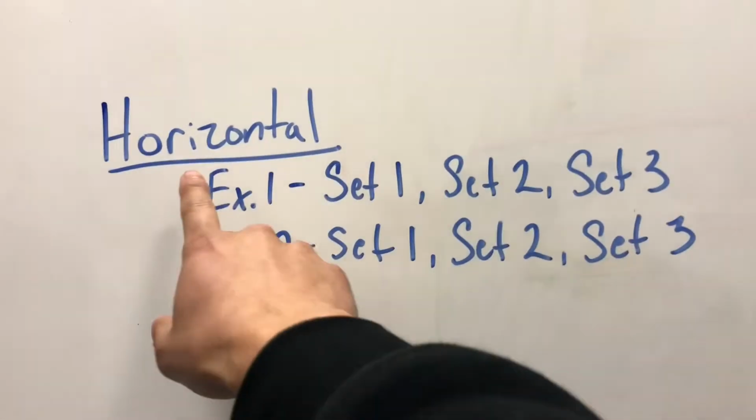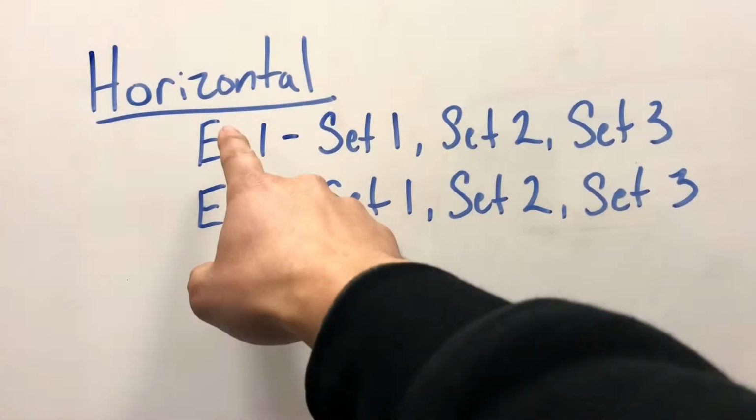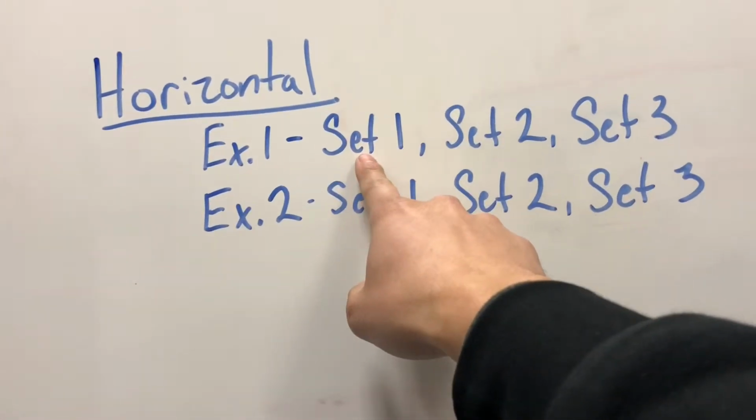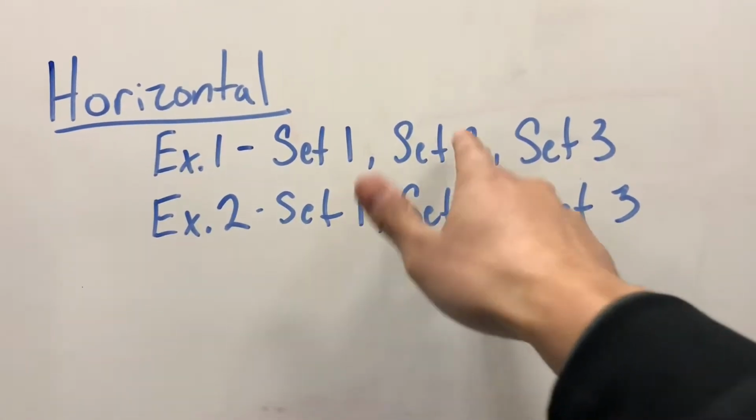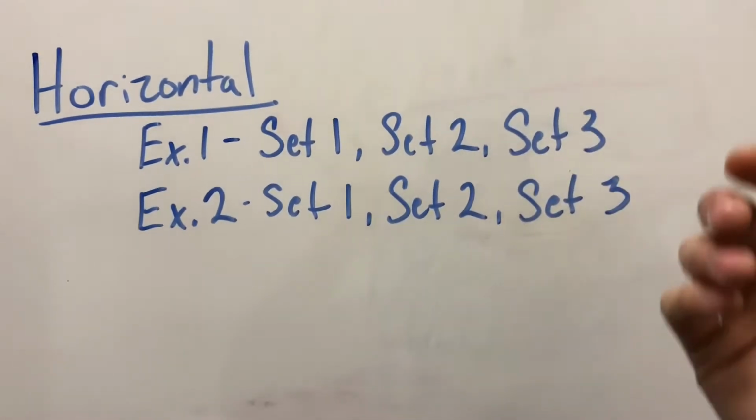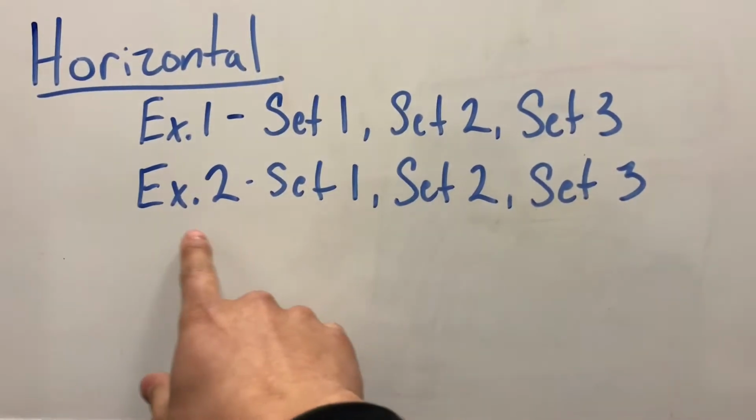So, let's say we have exercise 1, which would be a squat. You will perform your squat, set number 1, you do 10 reps. You do set number 2, it is 12 reps. When you do set number 3, it's 15 reps. Then, when you're complete, you move on to exercise number 2.